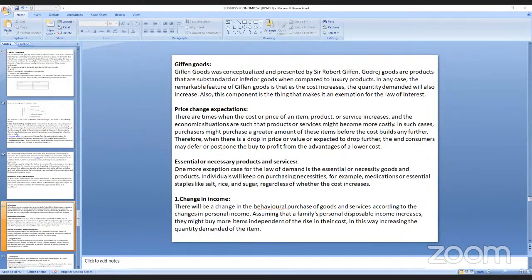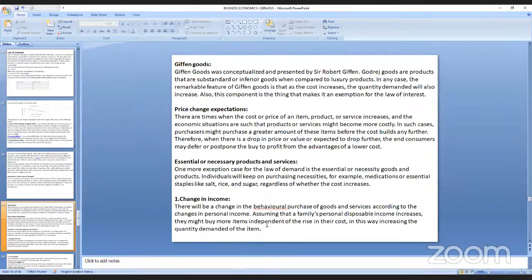For example, the cost of certain vegetables and fruits. These are essential products, because vegetables and fruits are very essential goods. So people purchase more vegetables even when the cost rises. So it is expanding, increasing. Got it. Now, change in income.